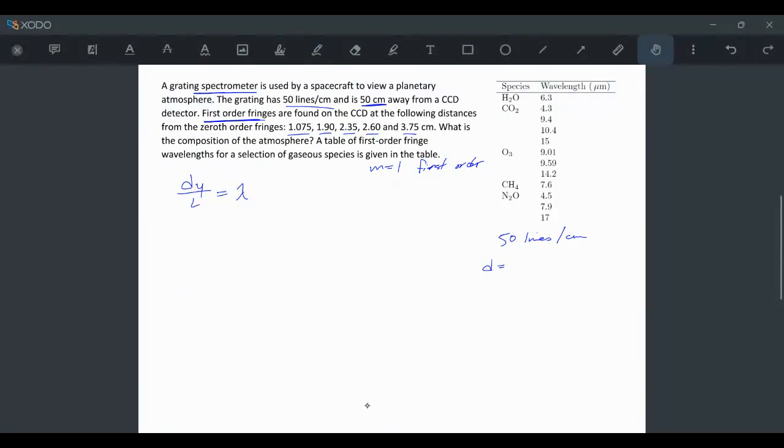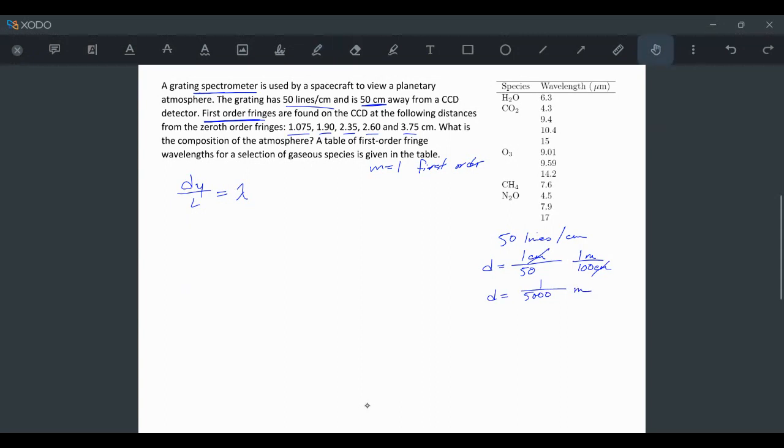But if there's 50 lines in 1 centimeter, then how big is each of the gratings? We have to take that centimeter and divide it up into 50 pieces. We want that in meters, so you just multiply by a simple unit conversion factor. There's 100 centimeters in 1 meter. The centimeters cross out, and what we're left with is that d is equal to 1 over 5,000, and that's in units of meters.